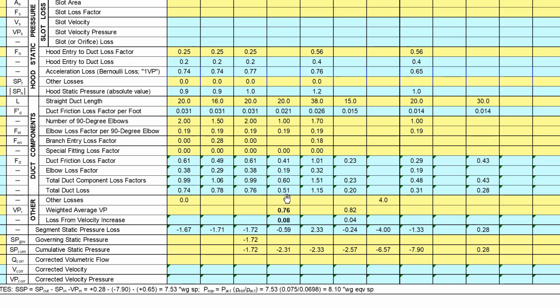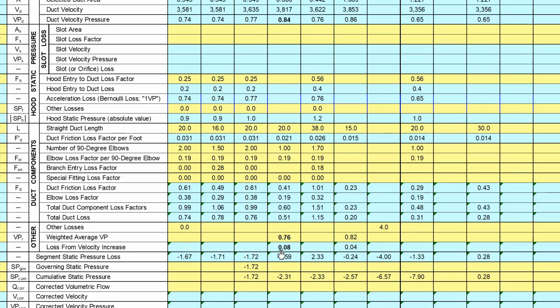Therefore, any additional loss that we add is going to be loss that can be converted from static to velocity pressure because it's not needed as a static loss. So that differential is 0.08. That's the difference between 0.76 and 0.84. So now we're going to add an additional static pressure loss of 0.08 to our friction loss of 0.51 and count this segment loss as 0.59 inches of water gauge. Now our cumulative, we have 1.72 upstream for our branch entries plus our 0.59.